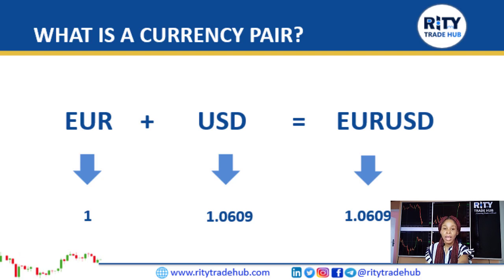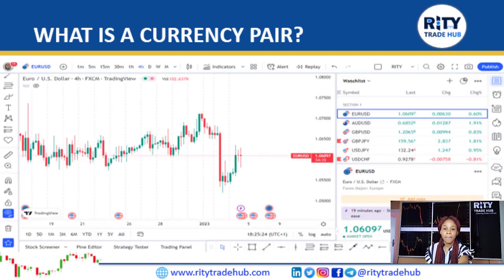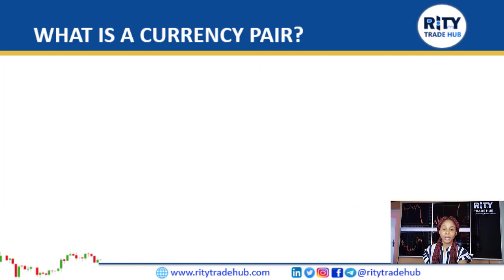Now let's head to the chart and take a practical look at what I am talking about. As you can see here, the EUR/USD has a value of 1.0609. That is the quote pair valuation of the value compared to the base currency. That number is telling you how many units of the quote currency you would need to get 1 unit of the base currency. Now don't let this sound too confusing.